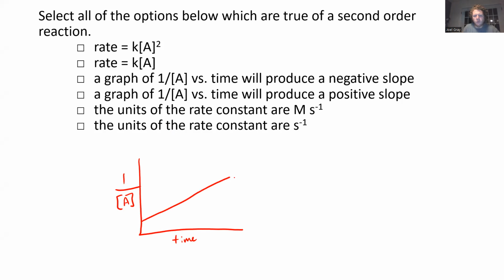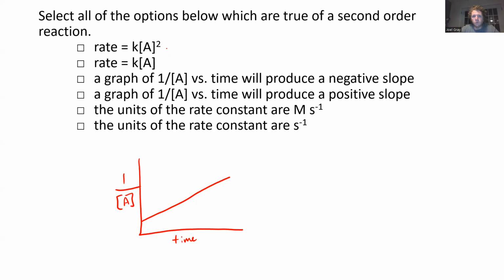And this graph is going to give you a positive slope in a straight line of that graph. So whenever you're looking at 1 over the concentration versus time, that's the graph that you're going to see. Now, if we look at our first two answer options, rate is equal to k, a rate constant, times A squared. Okay, so this squared, this second power there, that should be a really good signal that you're talking about a second order reaction.